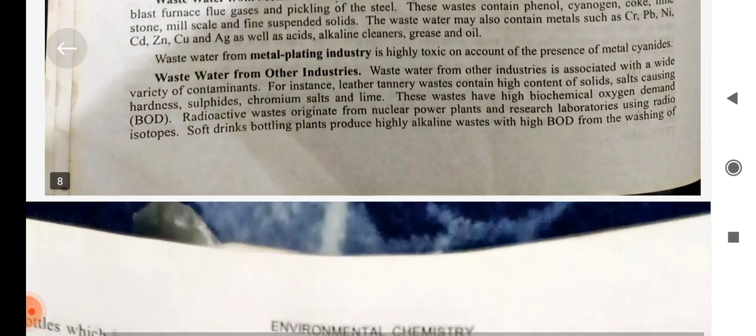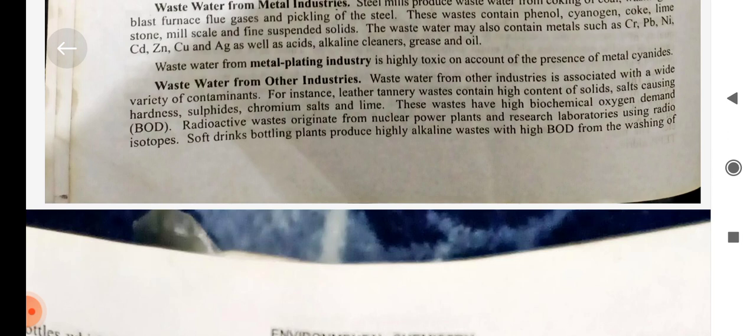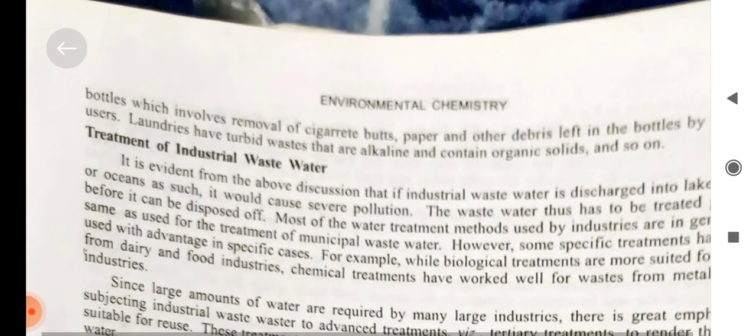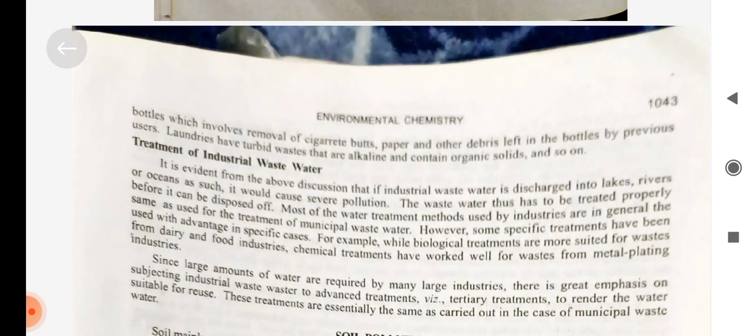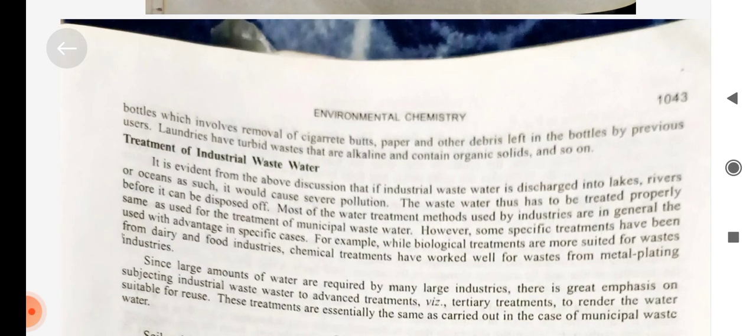Wastewater from other industries is associated with a wide variety of contaminants. For instance, leather tannery wastes contain a high content of dissolved salts causing hardness, sulfides, chromium salts, and lime. These wastes have a high biochemical oxygen demand, that is BOD. Radioactive wastes originate from nuclear power plants and research laboratories using radioisotopes. Soft drink bottling plants produce highly alkaline wastes with high BOD from the washing of bottles, which involves removal of cigarette butts, paper, and other debris left in the bottle by previous users. Laundries have turbid wastes that are alkaline and contain organic solids, and so on.